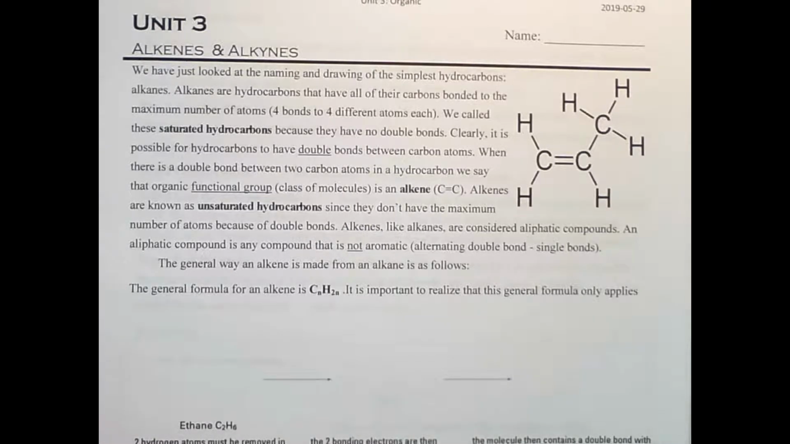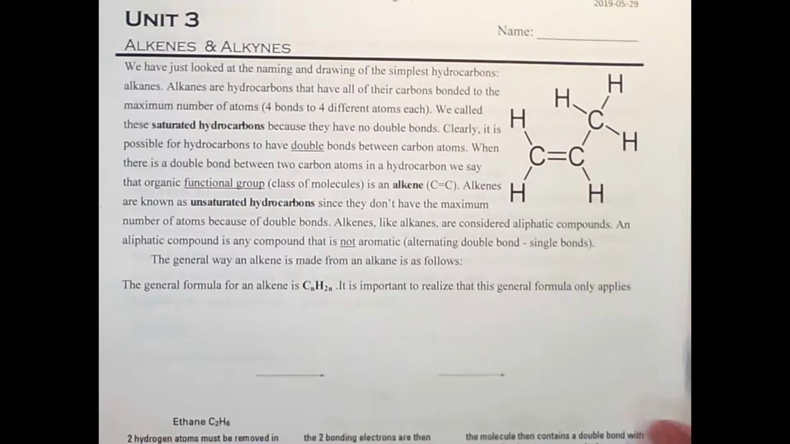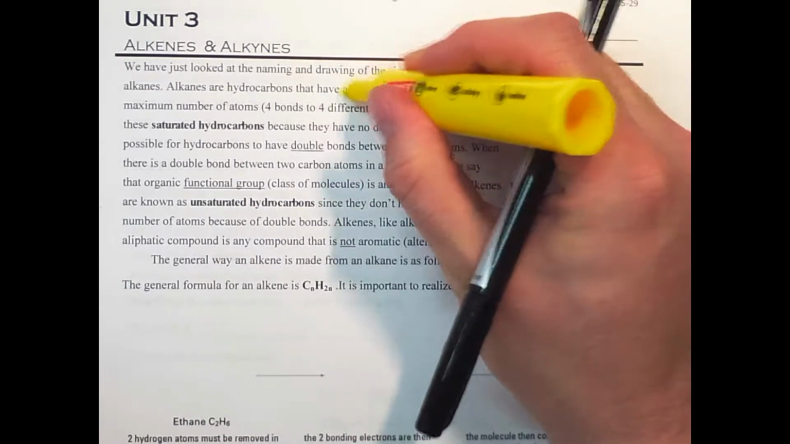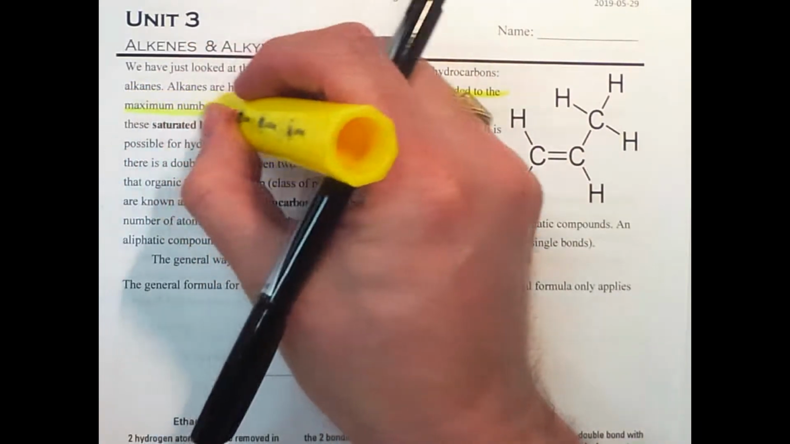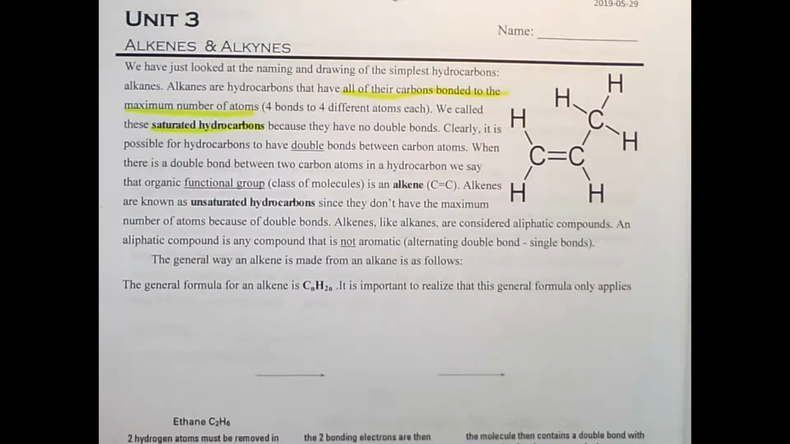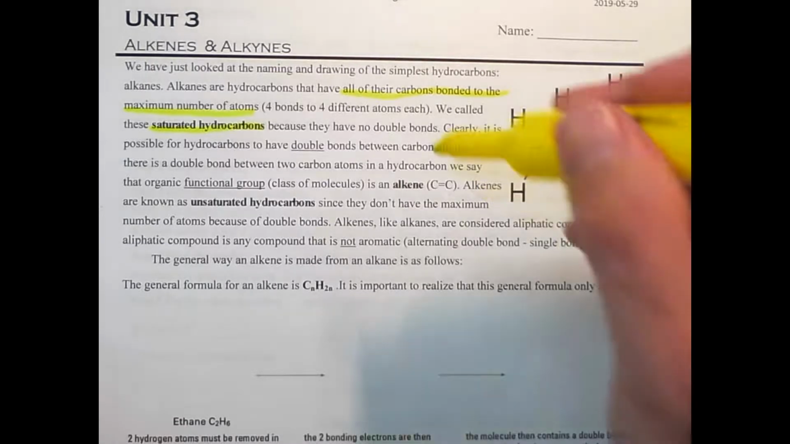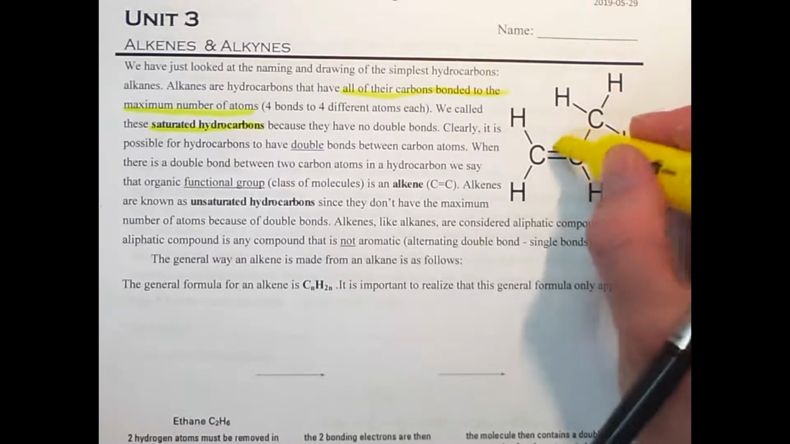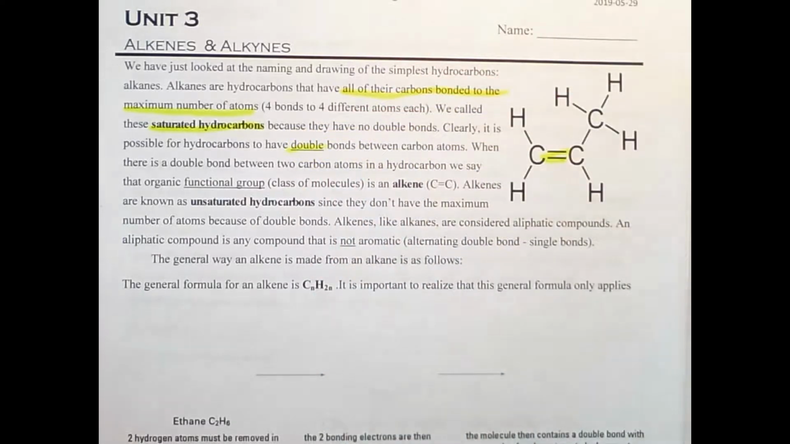So now that we have done alkane naming and alkane structures, we're going to move on to our next family or functional group. So we've been talking about molecules that have all of their carbon atoms bonded to the maximum number of atoms. And we call these saturated hydrocarbons, alkanes. Now, we know it's possible for molecules to have double bonds or even triple bonds.